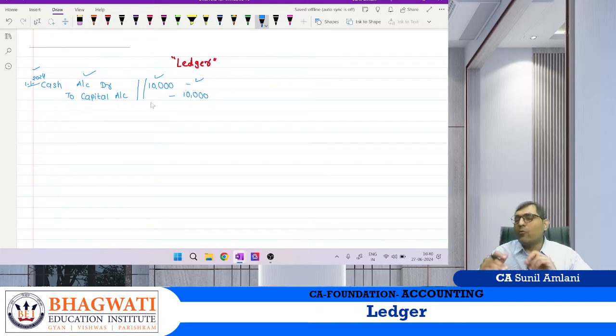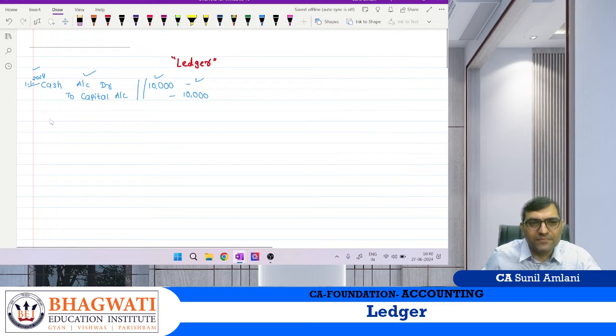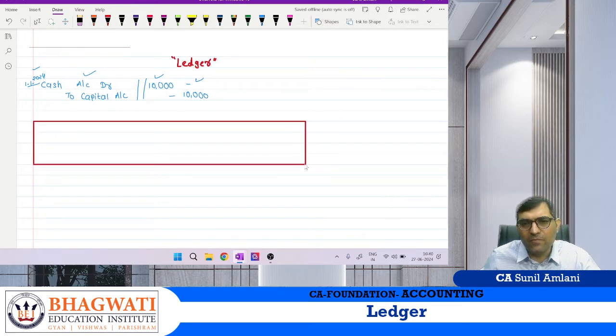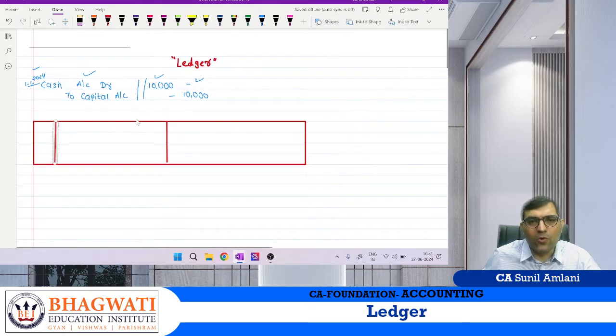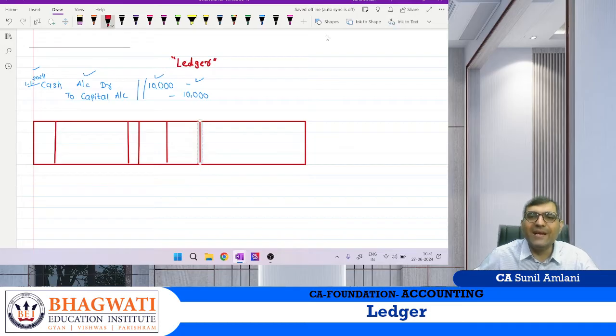Now this entry I want to post in ledger. Now how does the ledger look? So the format of ledger is something like this. It is divided into 2 parts. Okay, and each part, this one is the debit part, has 4 columns, and the credit part also has 4 columns. Okay, debit and credit have four columns. So technically ledger is having 8 columns.